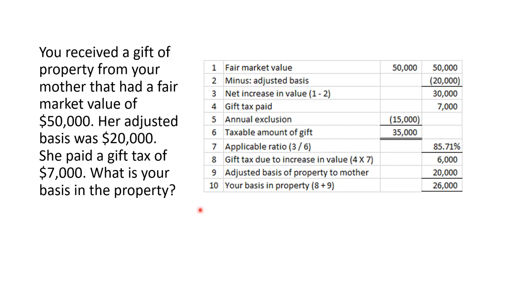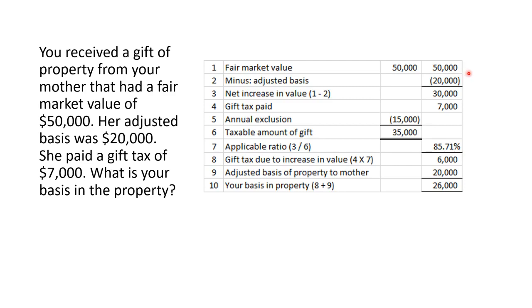We received a gift of property from our mother that had a fair market value of $50,000. Her adjusted basis was $20,000. She paid a gift tax of $7,000. What is our basis in the property? Well, this is a little bit of a challenge for us. First things first.